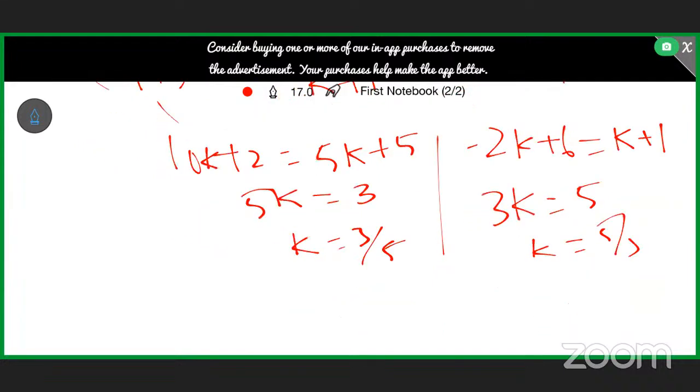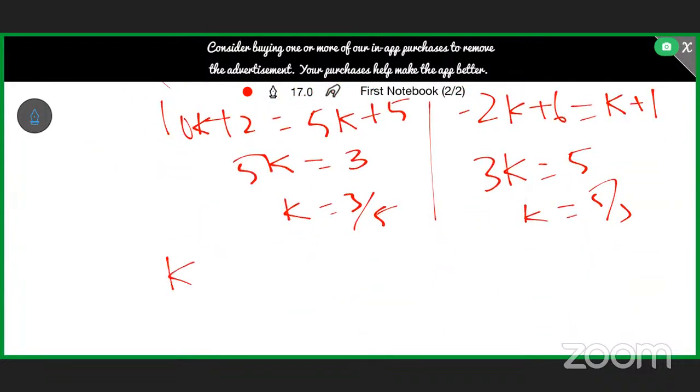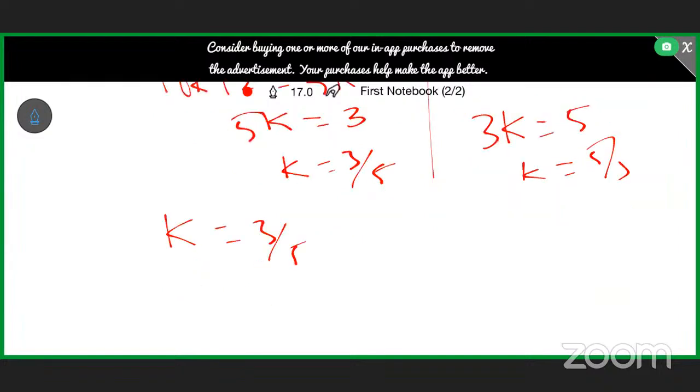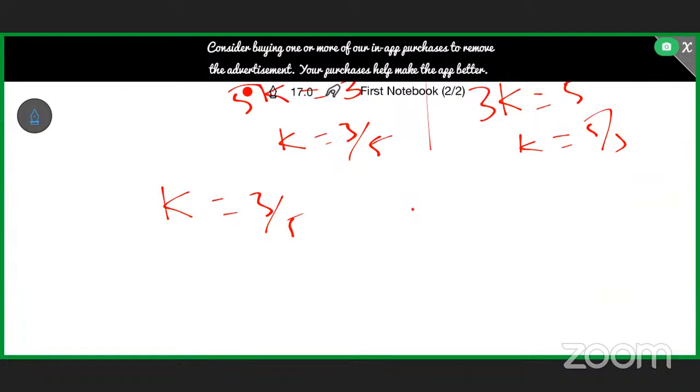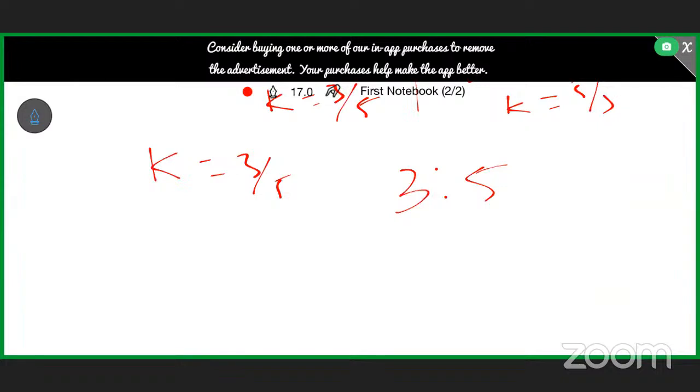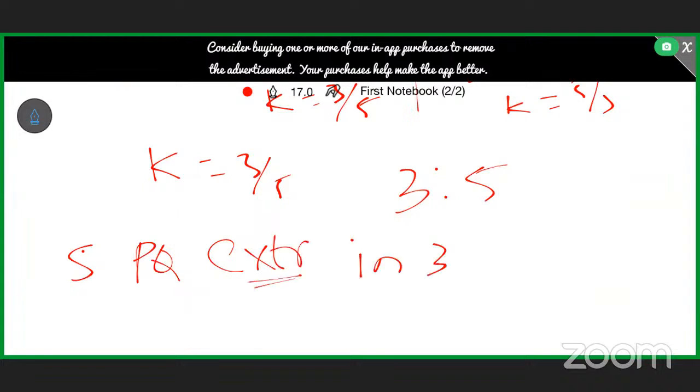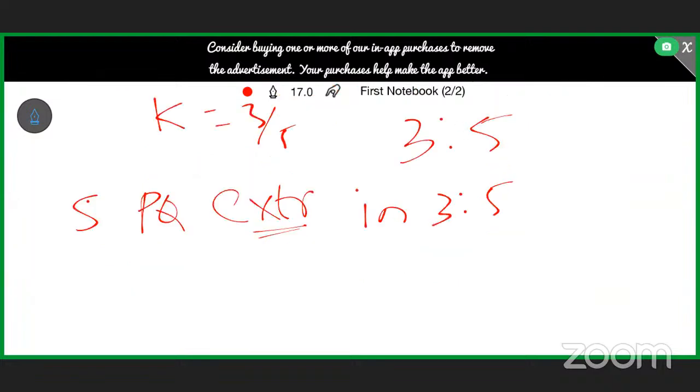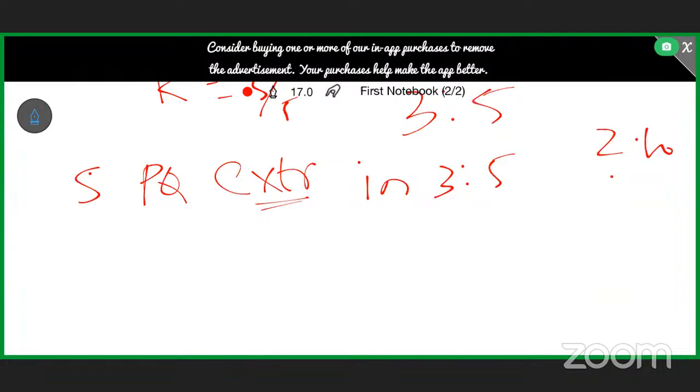So what I will take is K is equal to 3 by 5. So 3 by 5 means it is dividing in the ratio 3 is to 5. Therefore, my point S divides PQ externally in the ratio 3 is to 5. So M is 3, N is 5. Now the same points are (2, 10) and (6, -2).